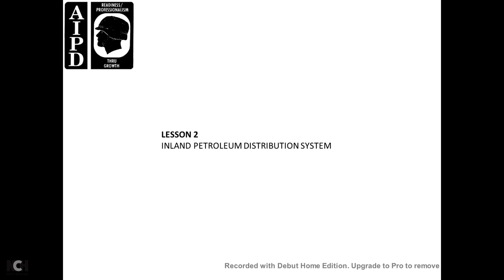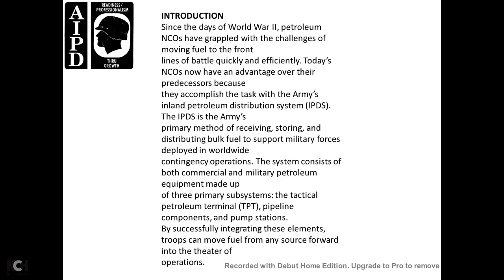Lesson 2, Inland Petroleum Distribution System. Introduction. Since the days of World War II, petroleum NCOs have grappled with the challenges of moving all the fuel from the front lines of the battle quickly and efficiently. Today, NCOs have the advantage over their predecessors because of the Army's Inland Petroleum Distribution System. The Inland Petroleum Distribution System is the Army's primary method of receiving, storing, and distributing bulk fuel to support military forces deployed in worldwide contingency operations.